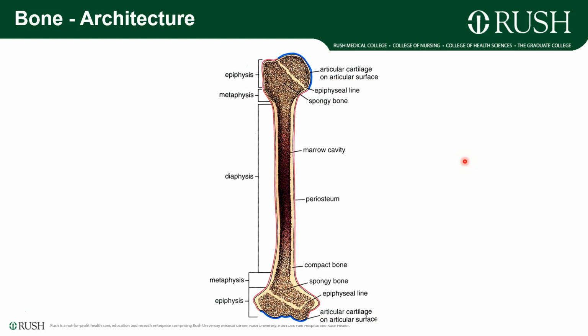So let's talk a little bit about what bone overall looks like, and I'm sure you will hear a lot more in gross anatomy on this as well. But just to put yourself in the frame of mind in terms of what the bone looks like. So the ends are referred to as the epiphyses, the midshaft is diaphyses, and the parts in between the metaphyses.